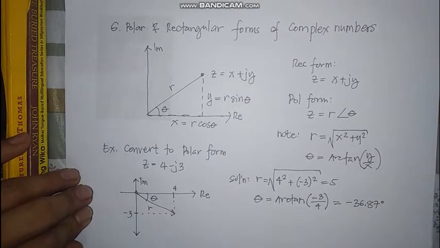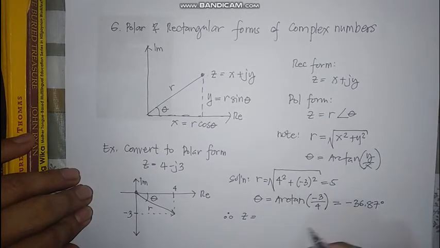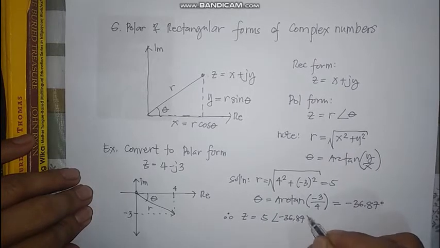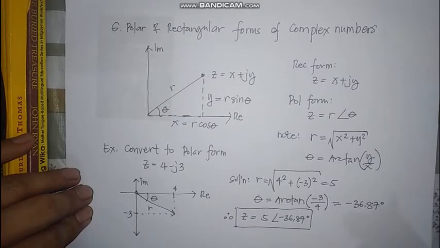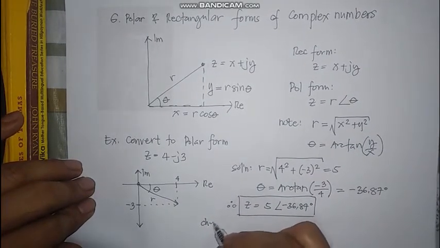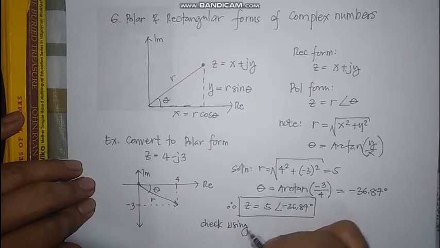So what will be the result? That is negative 36.87. So the rectangular form 4 minus j3 is equivalent to z equals 5 angle of negative 36.87 degrees in polar form. We can also check this using your calculator.